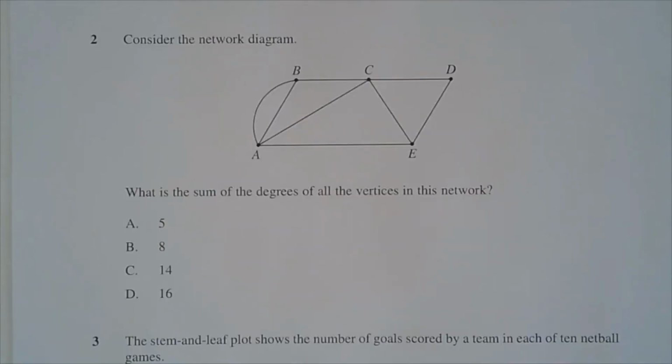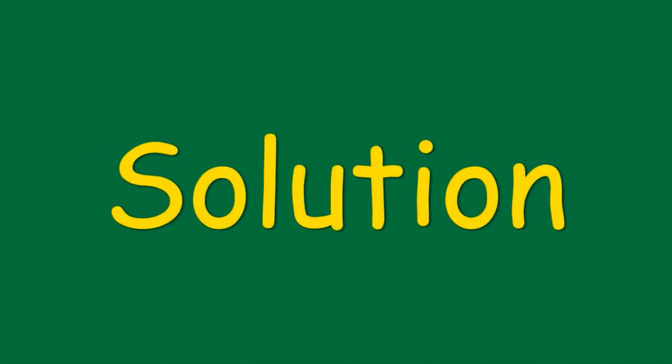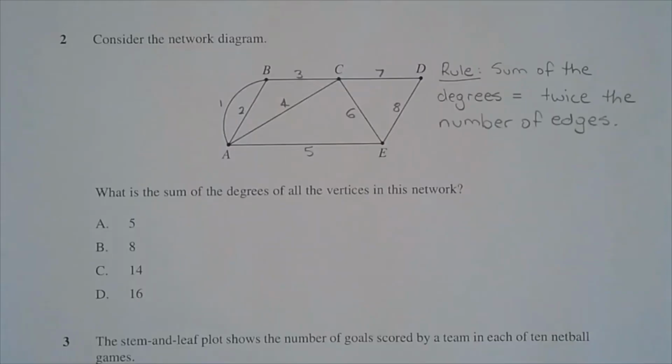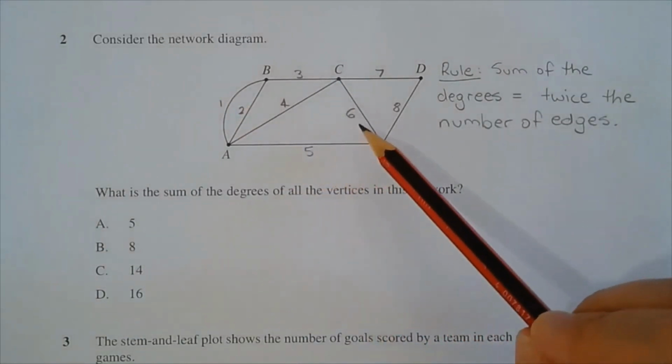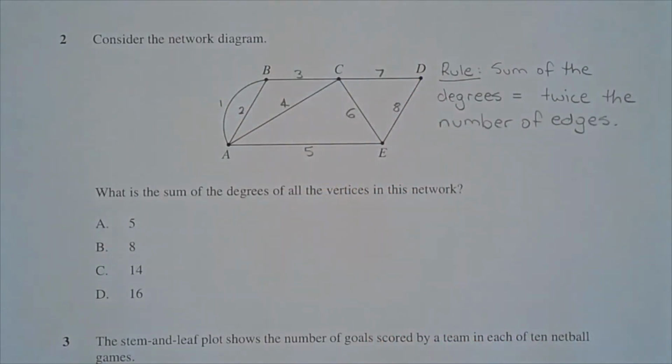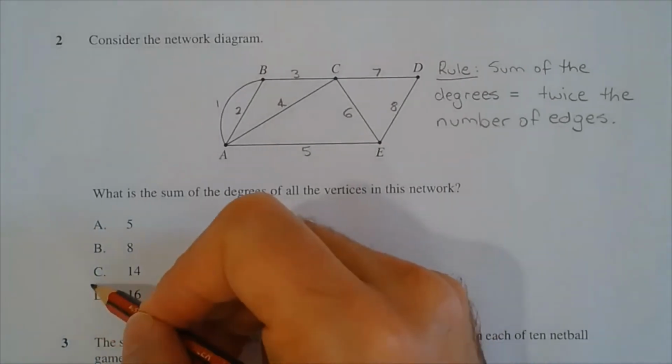Question 2. Consider the network diagram. What is the sum of the degrees of all the vertices in this network? The rule here is the sum of the degrees of all the vertices is equal to twice the number of edges. Let's count the number of edges. 1, 2, 3, 4, 5, 6, 7, 8. 2 times 8 is equal to 16, so the sum of the degrees of all the vertices is equal to 16. Therefore, the answer is option D.